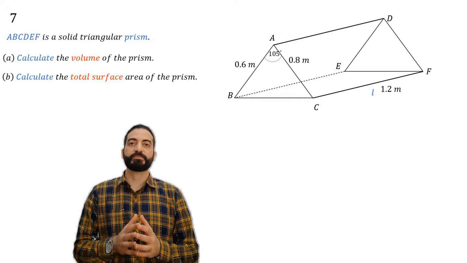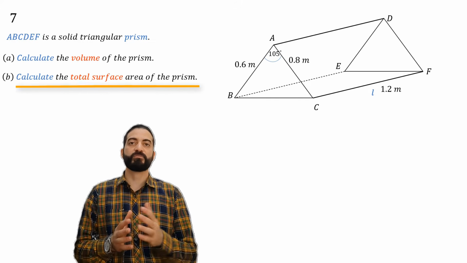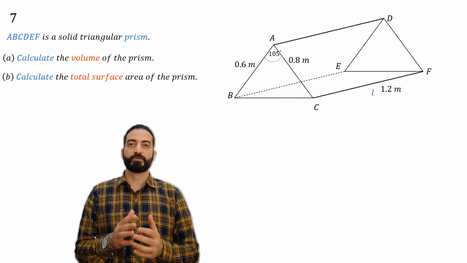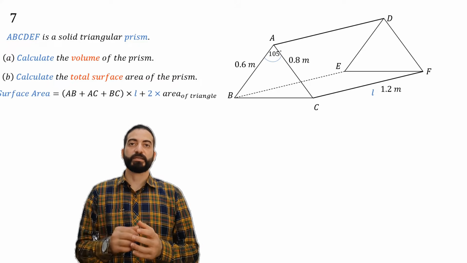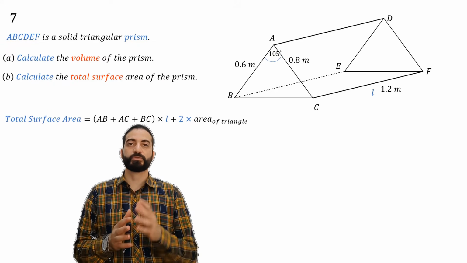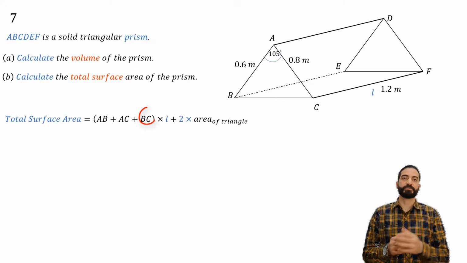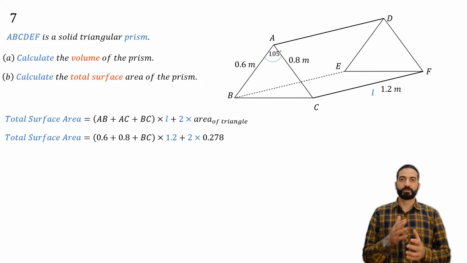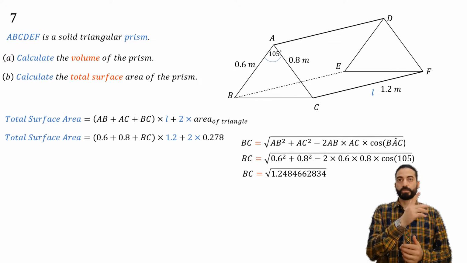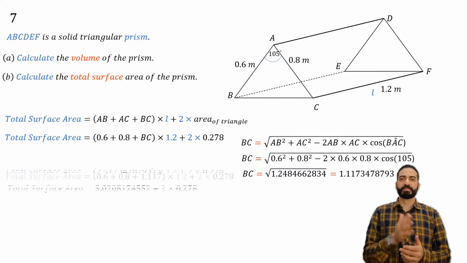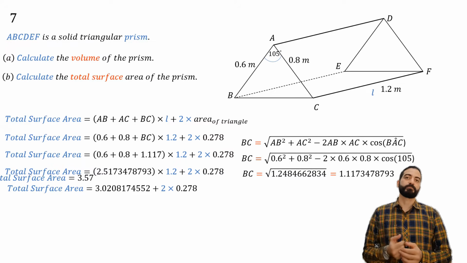We now move to part B, calculate the total surface area of the prism. Because we have a triangular prism, we can apply this rule. We have the values of everything except BC, so we can get BC through this rule. Now we put everything at its value to get the answer.